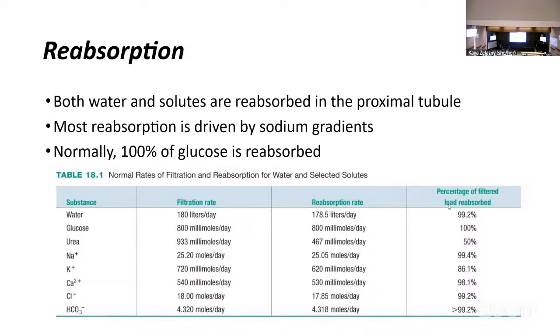You can see glucose is basically food for our cells. We use glucose to make ATP. So we're going to try to get 100% of that glucose back into your bloodstream, even though we do filter it out at the glomerulus. But we can see other molecules where we may be taking back variable amounts. For example, here our urea, we're taking about 50% of it back into the body, reabsorbing it.